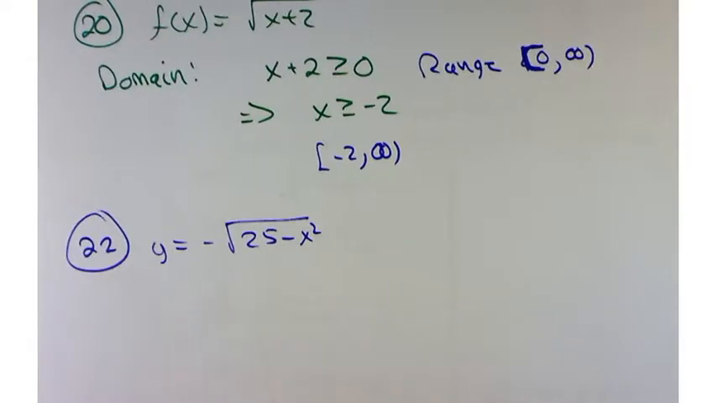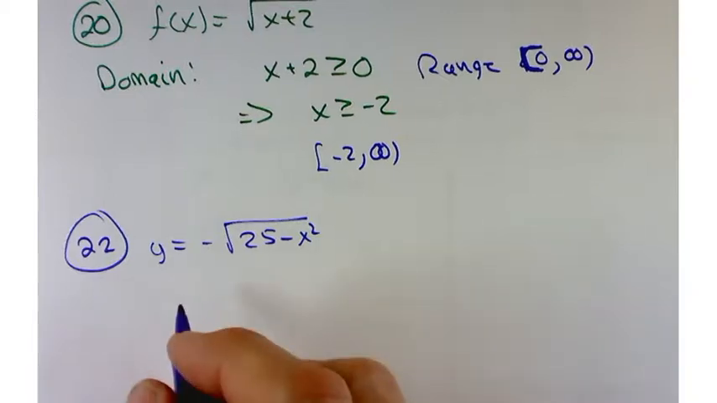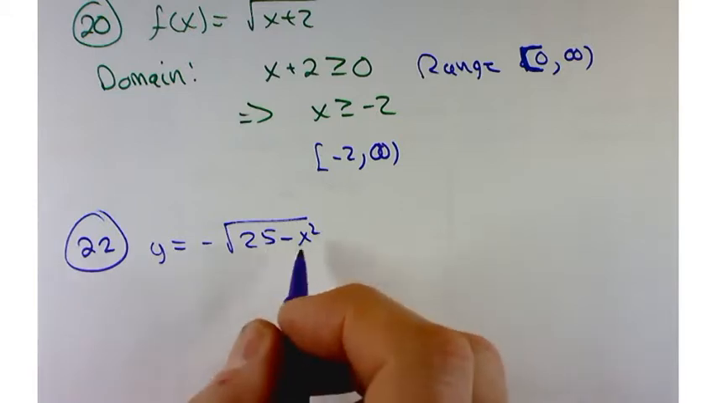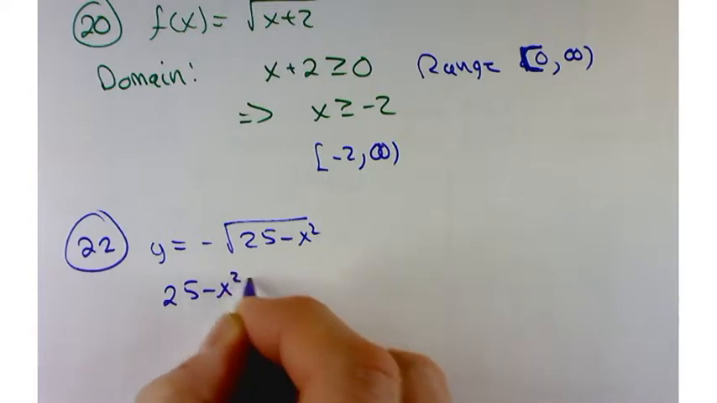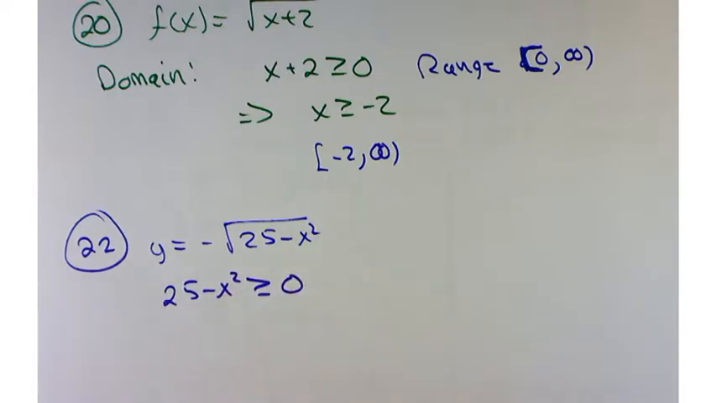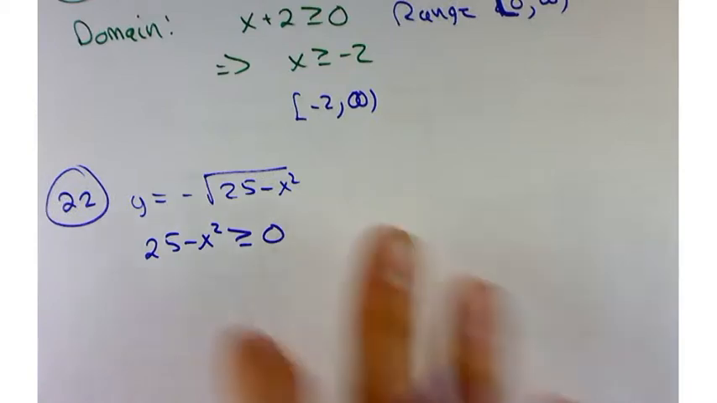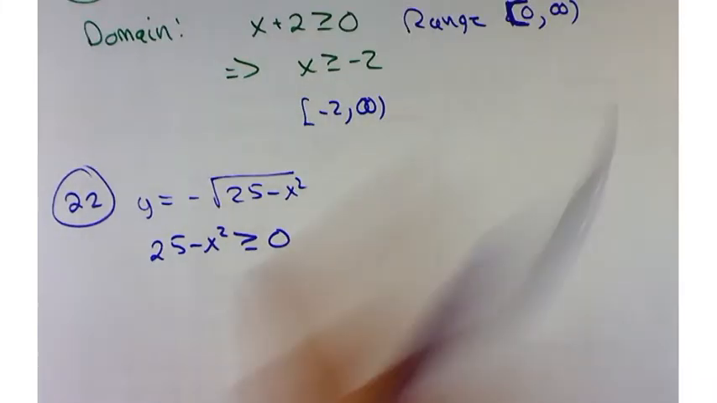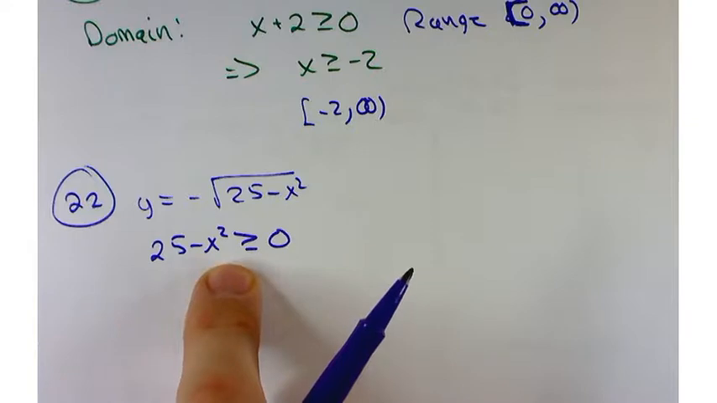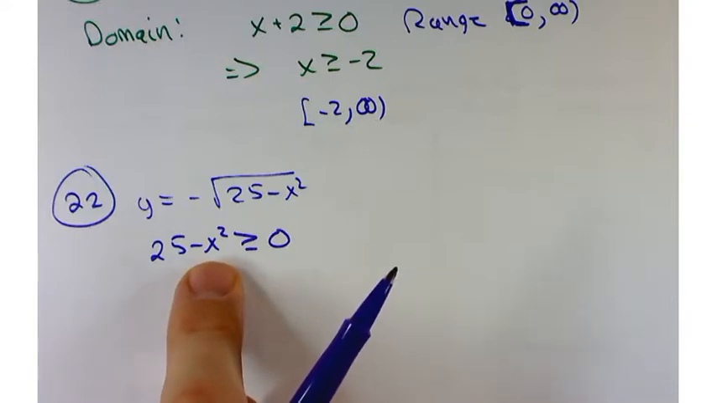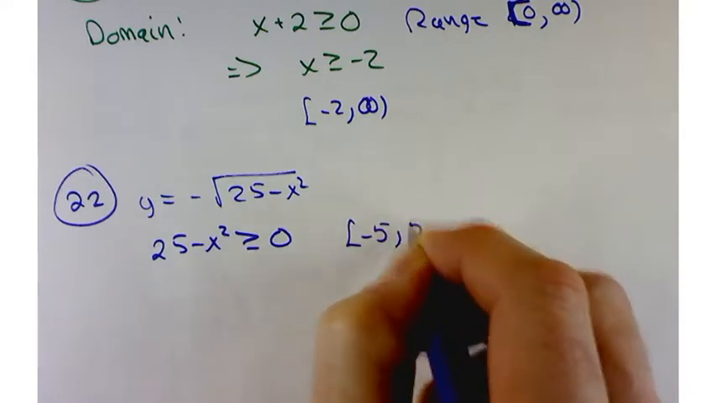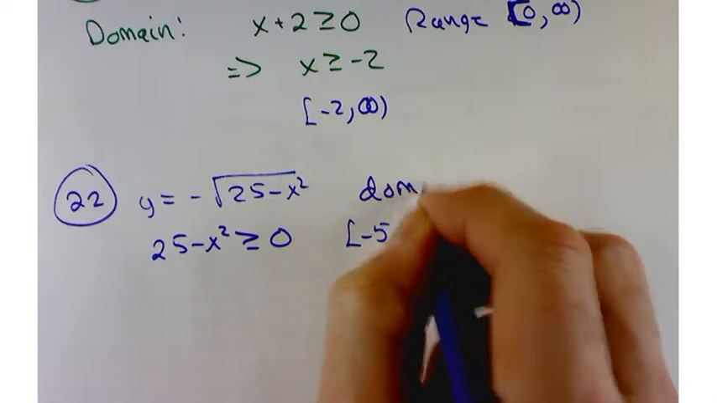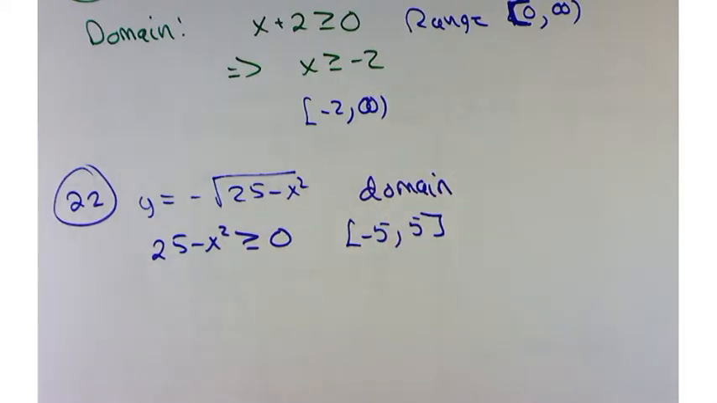And kind of like the last one, we're going to have problems when 25 minus x squared is less than 0. So we want to ensure that 25 minus x squared is greater than or equal to 0. And it's stuff from section 1.8 that discusses how you solve that. But really this can only be true as long as the values of x are between negative 5 and 5, and that's going to be our domain in this case, negative 5 to 5.